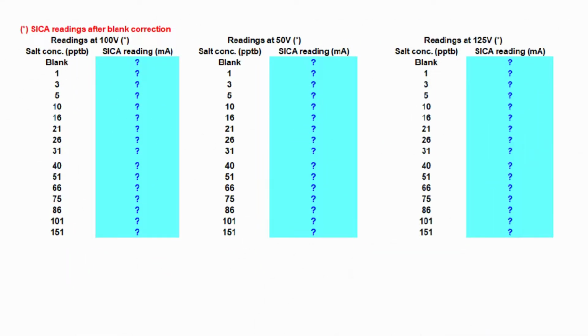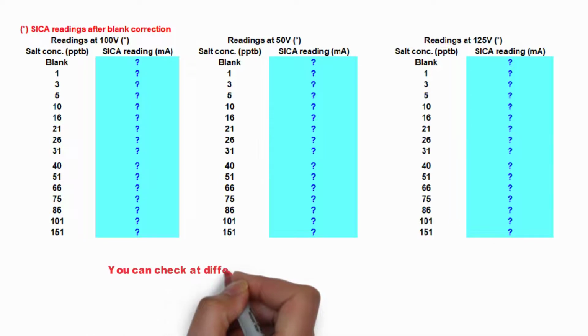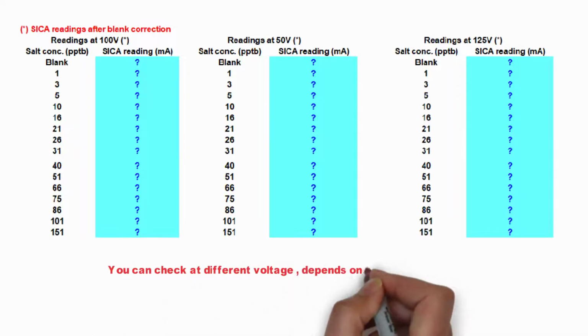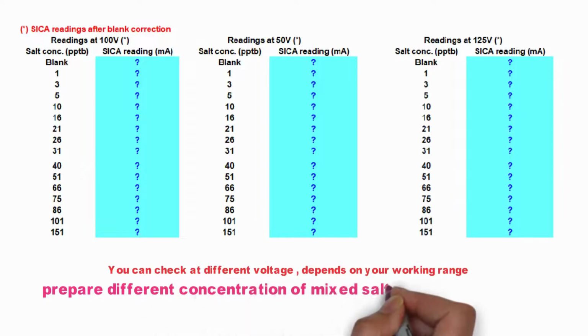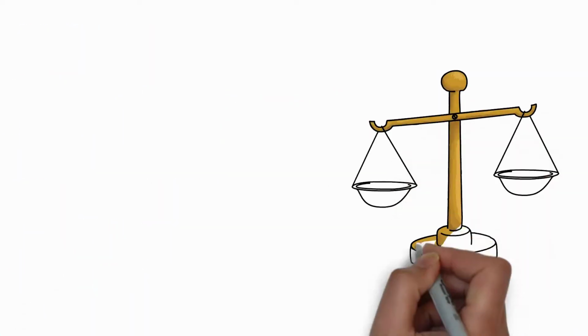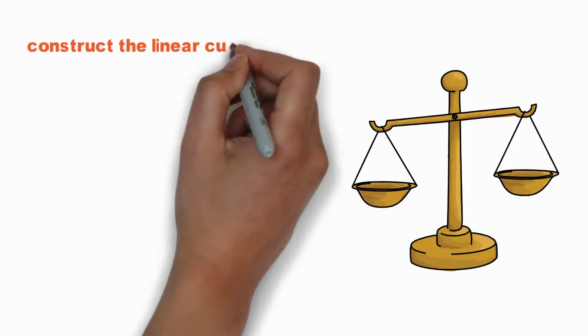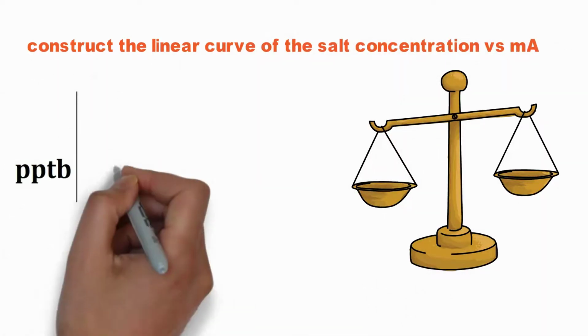Prepare different concentrations of mixed salt solution and read in milliampere. You can check at a different voltage, it depends on your working range. You can construct a linear curve of the salt concentration with the milliampere. Now let's do the testing.